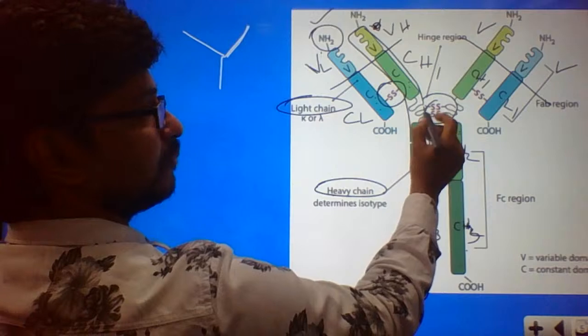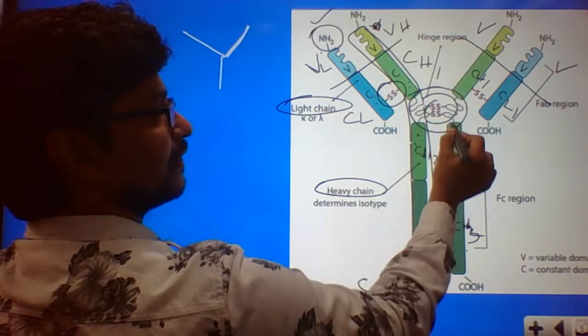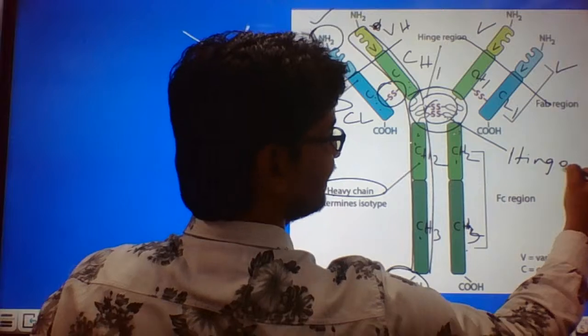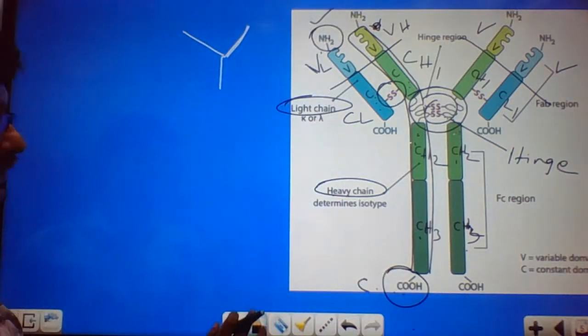In between the Y shape, we have a neck-like part. This neck-like part we call the hinge region. This part is called the hinge region. What do we mean by this hinge region?